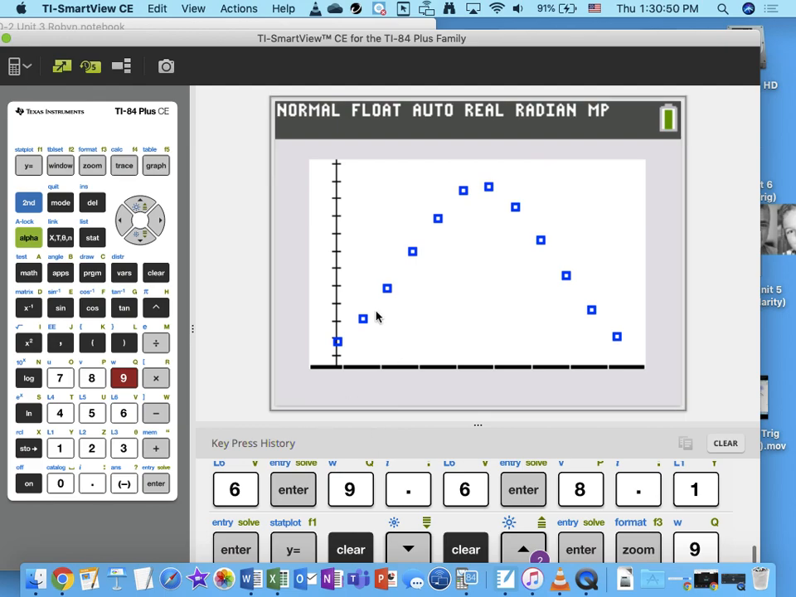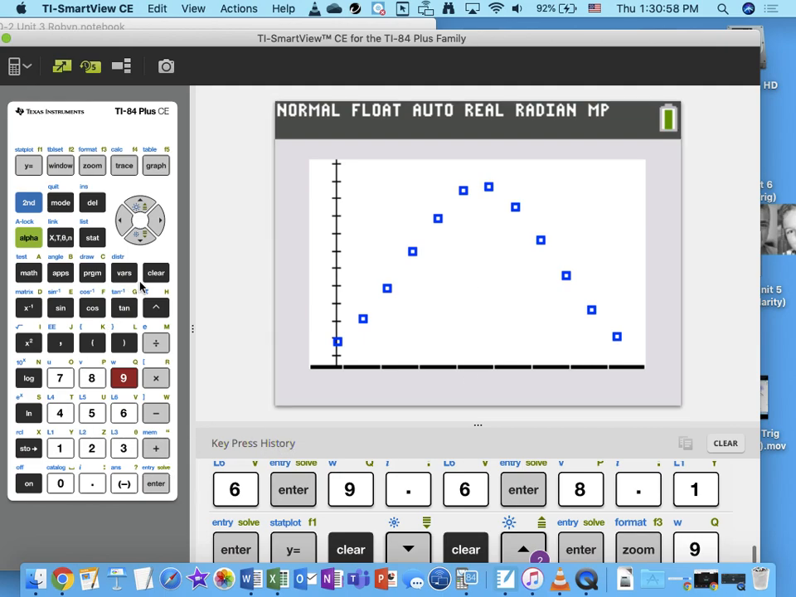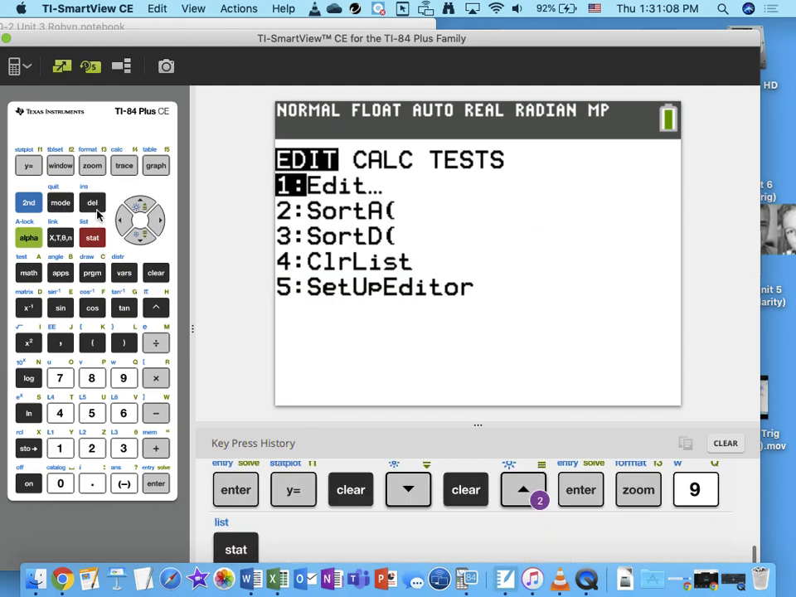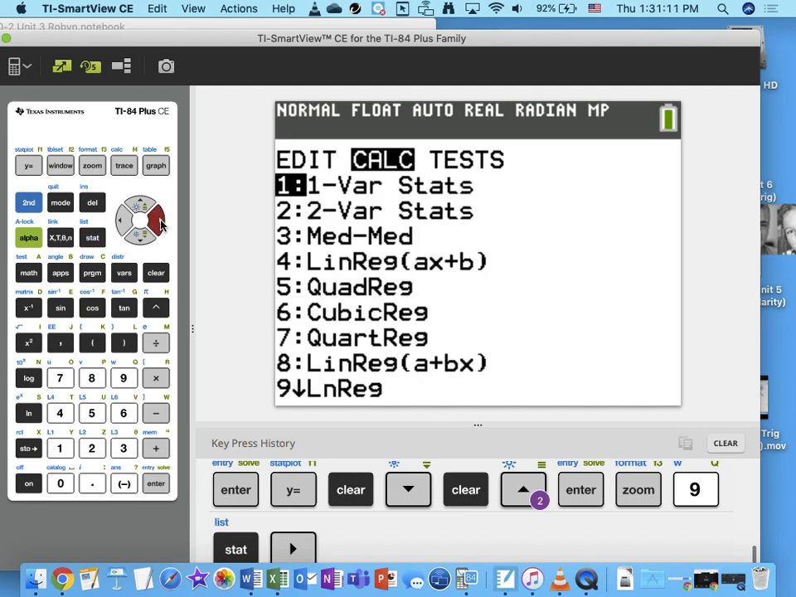If we wanted to actually do the sinusoidal regression, what would we have to do next? Stat, again, yeah. And then go over to the right to calculate. And here's where all of our different options of regressions are available to us. Just to review, in this course, the ones that we have done so far are number 4, a linear regression, number 5, quadratic, and number 6, cubic. Those are the 3 polynomial regressions that we did.